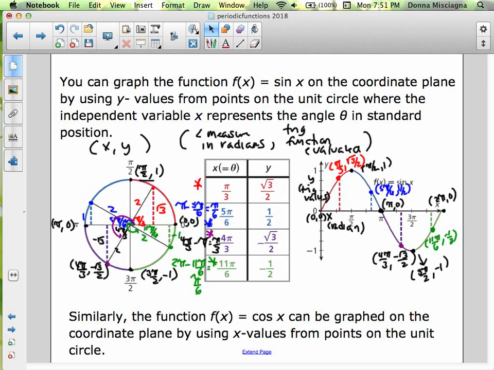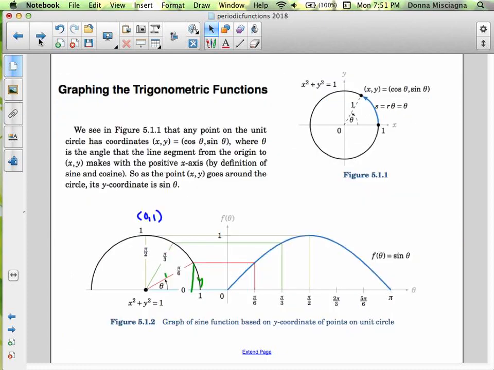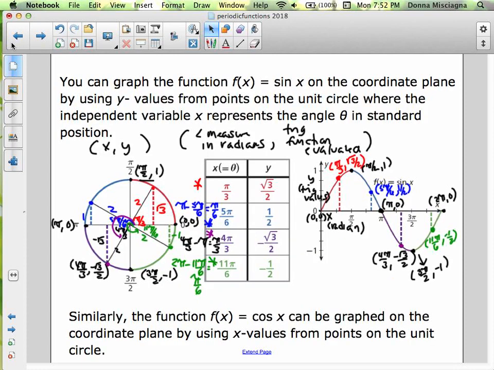So similarly, the function f of x equals cosine x can be graphed on the coordinate plane by using the x values from points on the unit circle. So the x is our angle measures in radians, and y is the trig values. Okay? And actually, you don't have this one in your notes. You have the next one in your notes. But here's one of them. You don't need to copy it down, but write down the x's radian measures when you get to one that's in your notes. This one's not in your notes, but I'm trying to help you see how this unit circle relates to our graph.